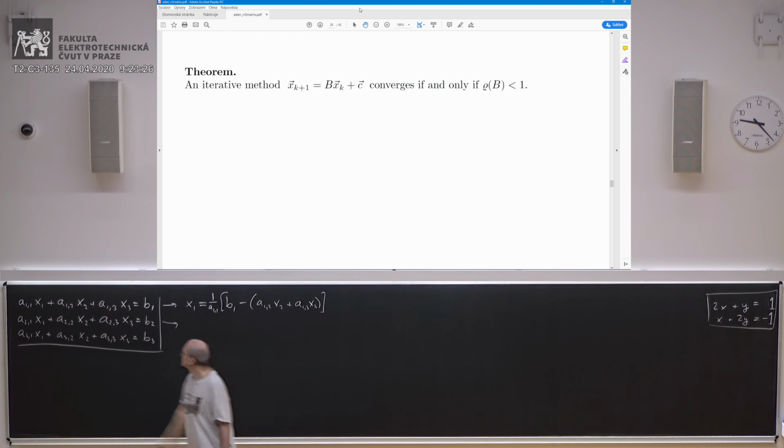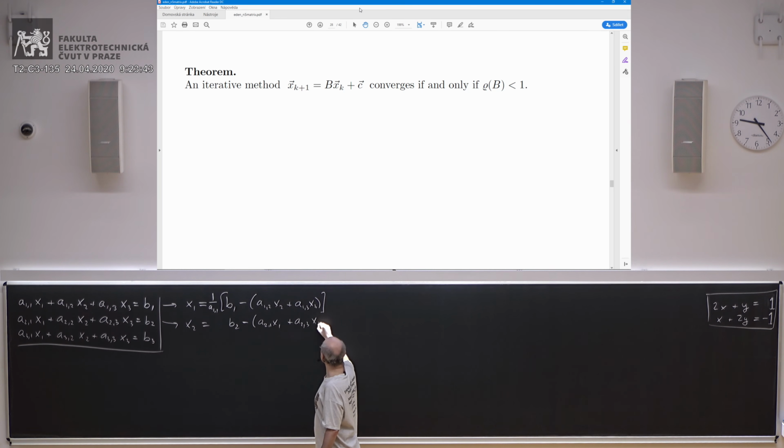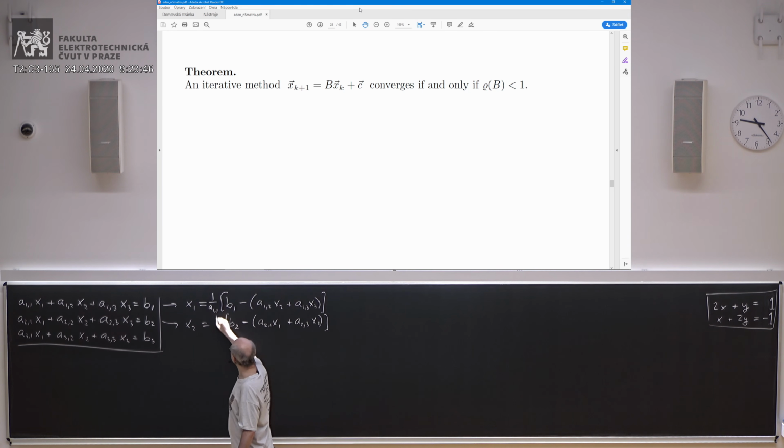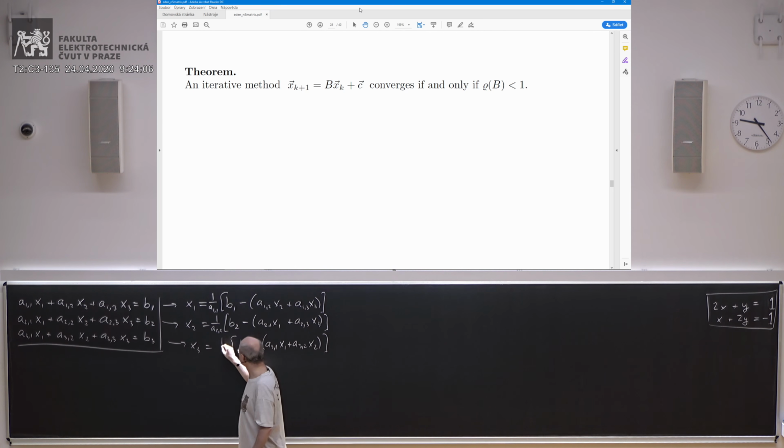Let's see, x2. To isolate x2, we take b2, and we subtract the second row with the exception of the diagonal term. So we can see a pattern developing here. It will be a21 x1 plus a23 x3. And then I divide by the diagonal term again. So that nicely fits. And finally, x3 is b3 minus the third row without the last term, and I divide by a33.